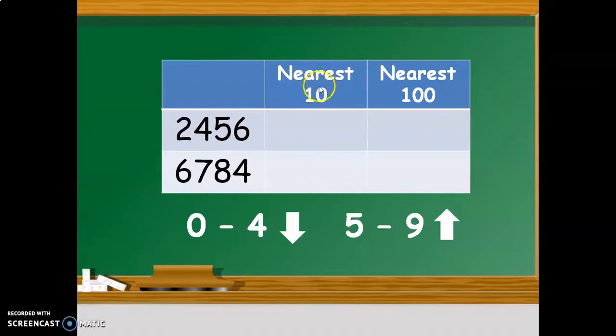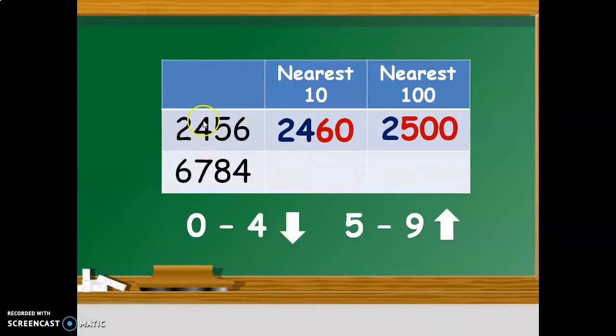Now let's try to round this one to the nearest 10. Since you have 5 here and this is 6, that is round up, so you have to add 1 here, so that will be 2,460. The ones place will become 0. Rounding to the nearest 100, that is correct. That will be 2,500.